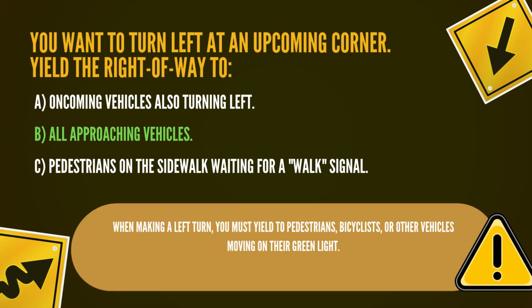Correct answer is option B. When making a left turn, you must yield to pedestrians, bicyclists, or other vehicles moving on a green light.